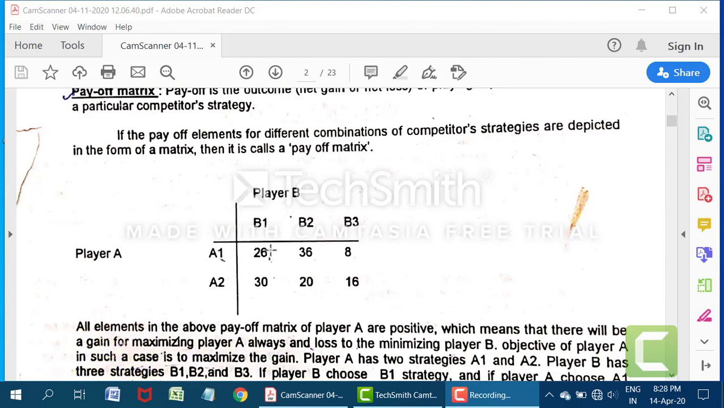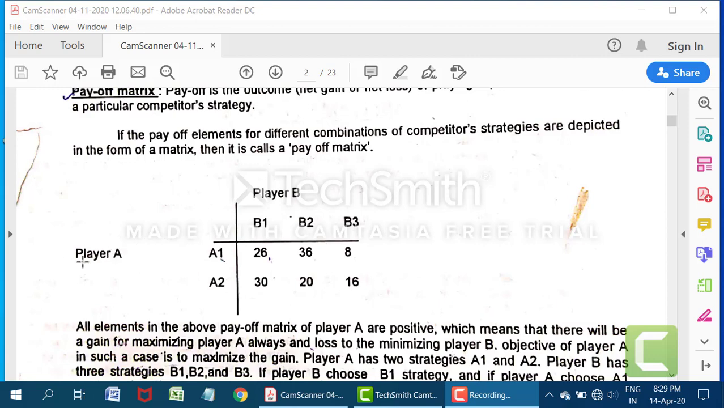element will be 26. So given in the problem, or by the description, if at all a description is given, you'll have to read the problem and find out. Yes, for player A's A1 strategy and player B's B1 strategy, what will be the payoff? That will be given in the problem. So 26, which means plus 26. Plus 26 indicates that that is the gain to player A.